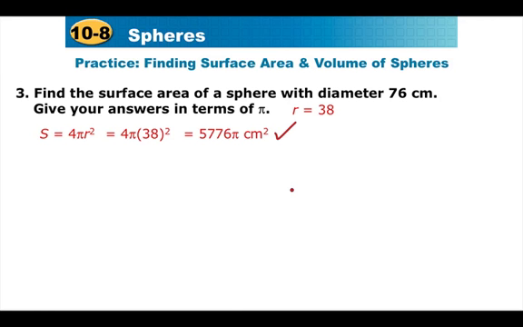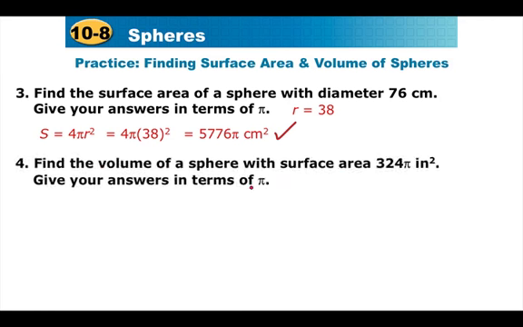For number 4, here you need to compute the volume of the sphere with this surface area, and leave your answers in terms of pi. So to compute the volume, I need to know the radius. I don't have the radius, but they give me this piece of information. So I'm going to set up an equation to find r. This is the equation for the surface area. S is equal to 324 pi.